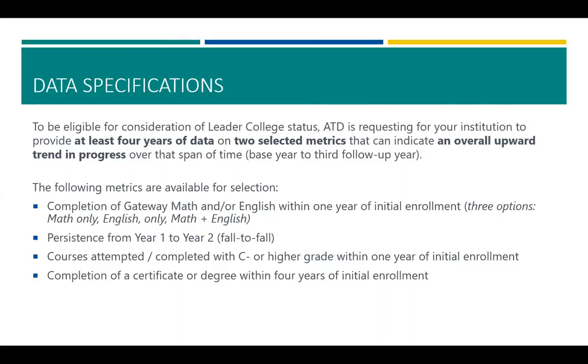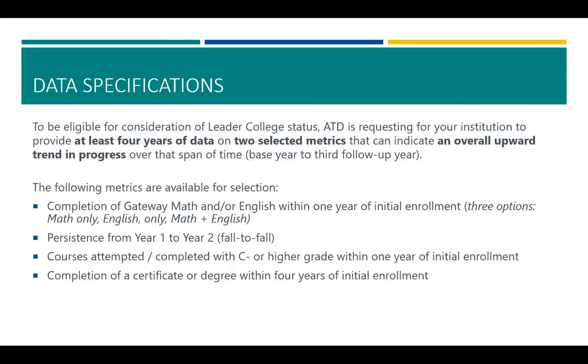So I wanted to talk about the more technical piece of this process, which is the data specifications. As Nikisha presented on a previous slide, there are 4 different sets of metrics you can choose from so that you can provide 4 years of data, pick 2 essentially. And again, we're looking for an overall upward trend in progress. So if we're looking 4 years out, you might go down a little bit a year and then go back up. We're just looking for explanation and that overall beginning point to end point.